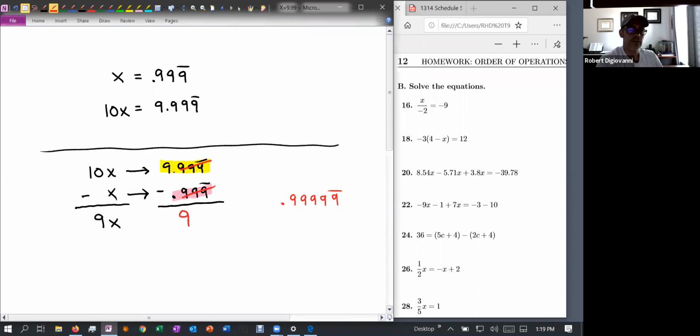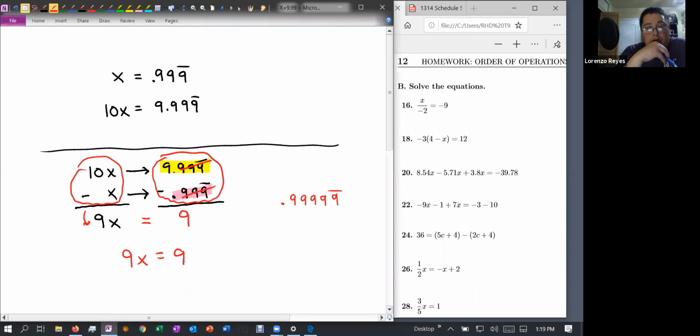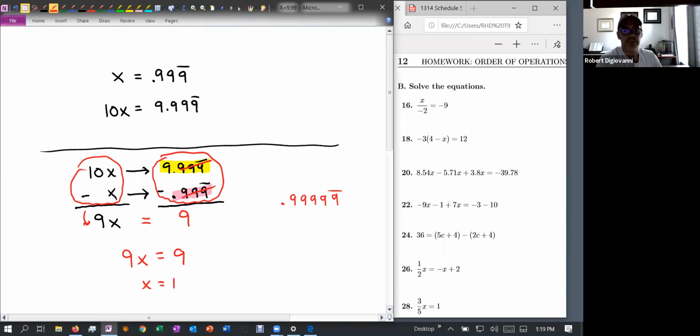But these have to be equal. Whatever 10x minus x is has to be 9x. But we just said what 10x and x were, and we subtracted and we got 9. So we're saying that 9x must equal 9. What does x have to be then? A 1. X has to be 1.